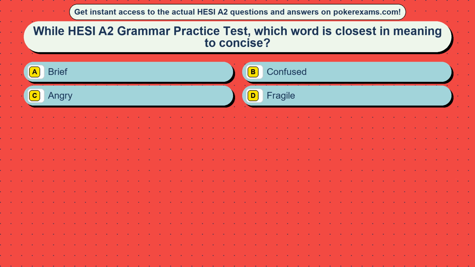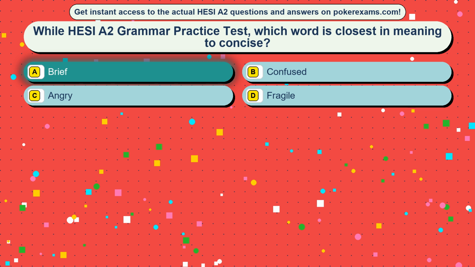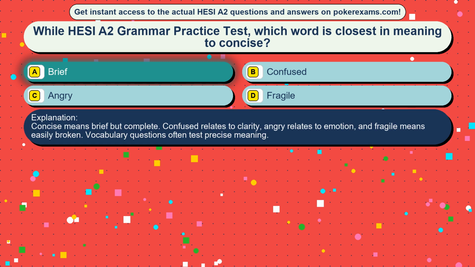Question 17. While HESI A2 grammar practice test, which word is closest in meaning to concise? Option A, brief, option B, confused, option C, angry, option D, fragile. The correct answer is option A, brief. Concise means brief but complete. Confused relates to clarity, angry relates to emotion, and fragile means easily broken. Vocabulary questions often test precise meaning.